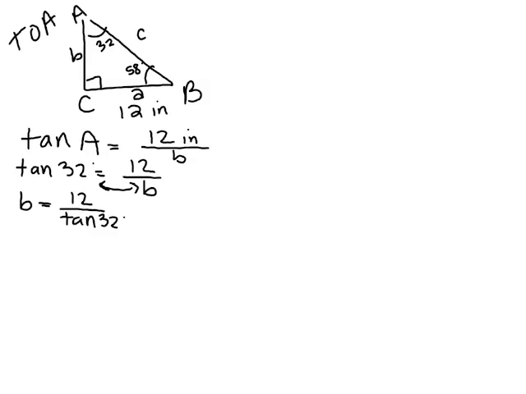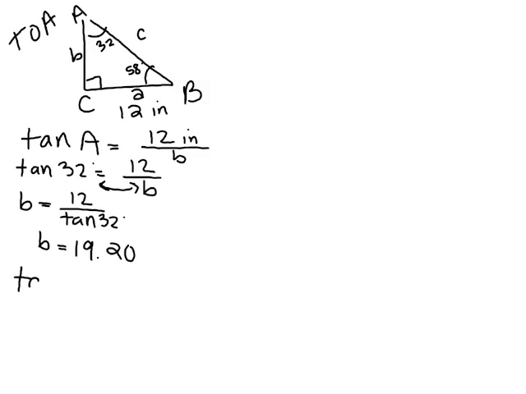Grab your calculator. 12 divided by 32 tangent equals 19.20. Okay, now let's use angle B and make sure we do the same thing.